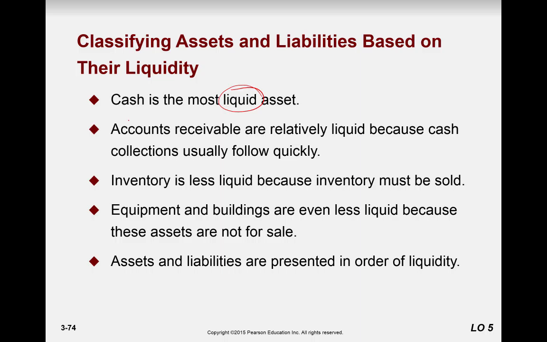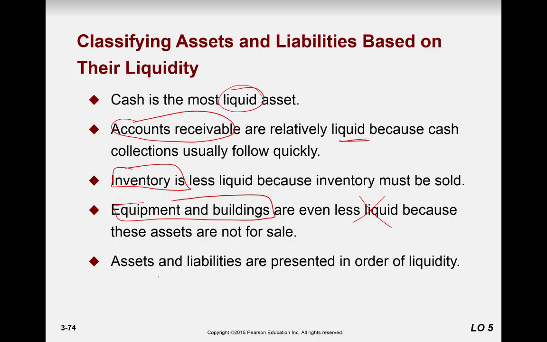Then accounts receivable are also pretty liquid because you expect to get that money relatively quickly. Inventory, not as much. It might take you longer to sell that. And equipment and buildings are really not liquid at all because you normally don't sell them, right? You use them. Sometimes you do.